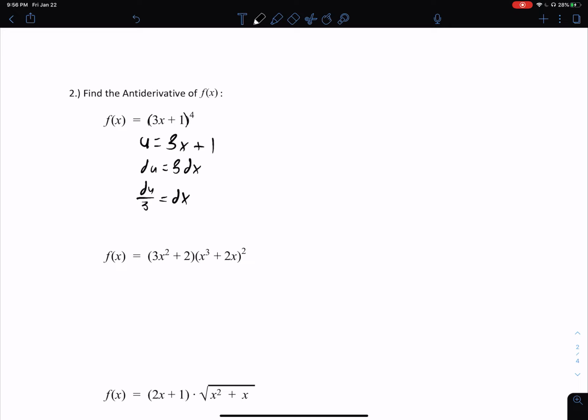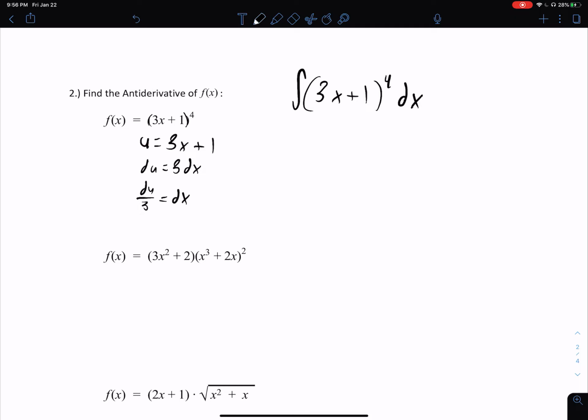And now you sub everything back in. So first, let me clarify. It's asking for the antiderivative of f of x. So to do that, you just integrate. And then don't forget that dx right there. And once you have that, you can sub all your stuff in right here.